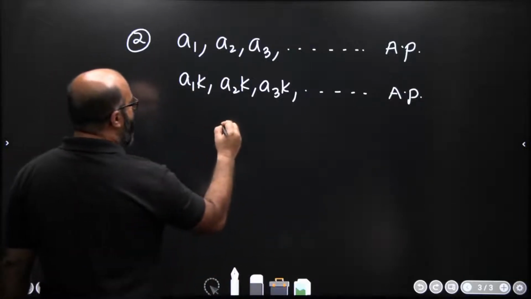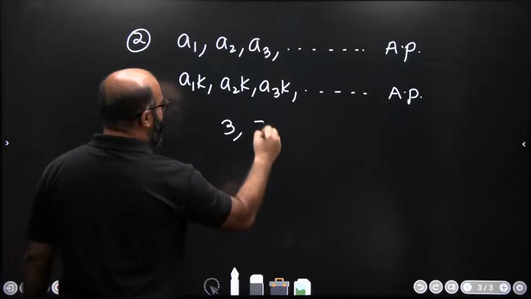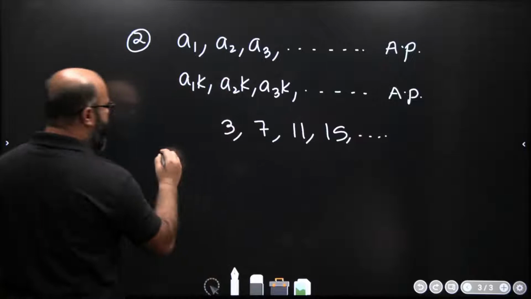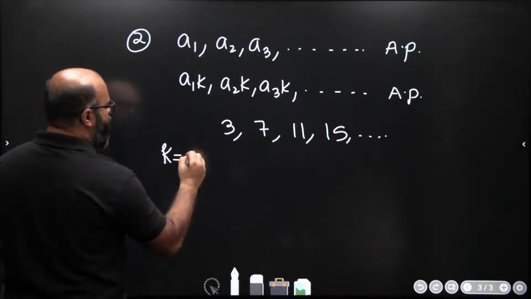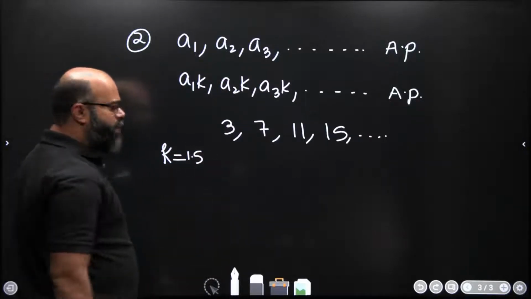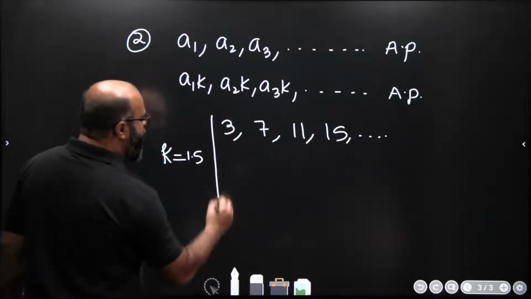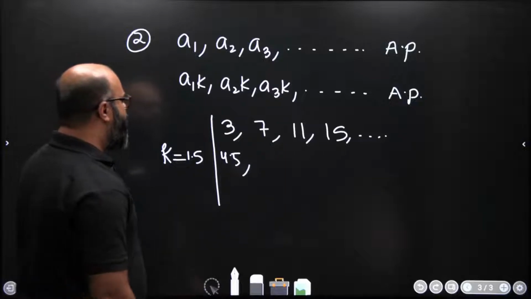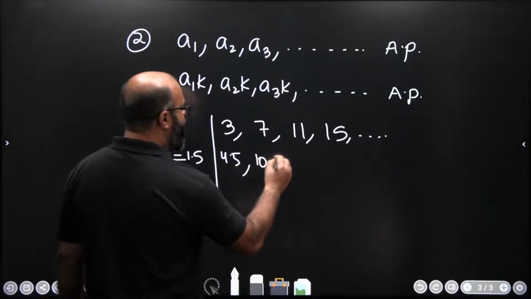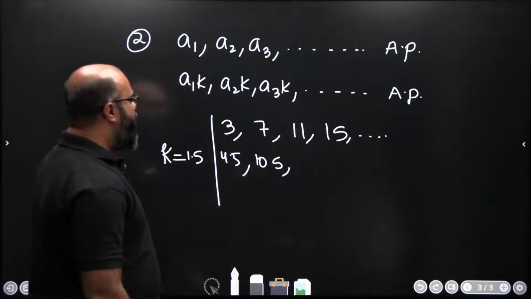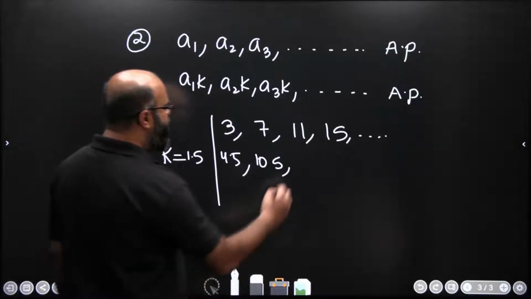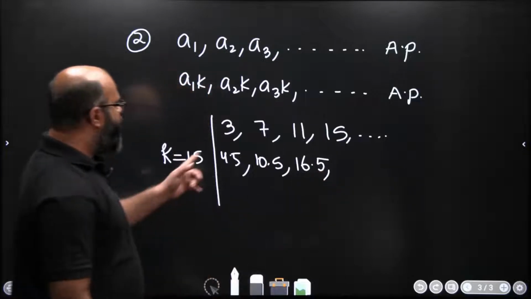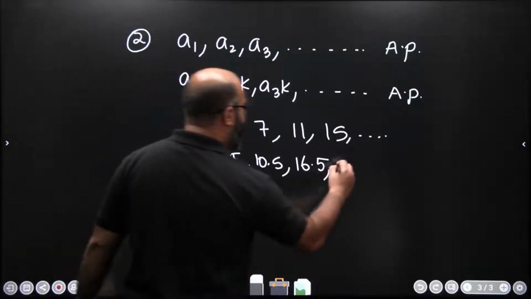Let us see. If we take 3, 7, 11, 15, and so on, now I am taking k equal to 1.5, that is 3 by 2, and multiplying. When we multiply, this will become 4.5. When we multiply 7 with 1.5, we will get 10.5. When we multiply 1.5 to 11, we will get 16.5, right? When we multiply 1.5 to 15, we will get 22.5.